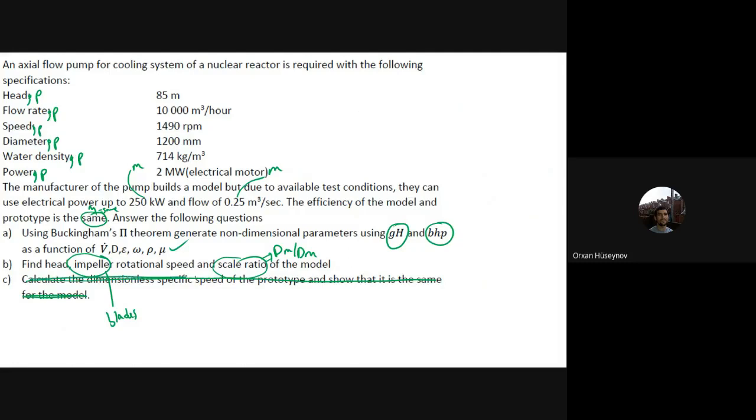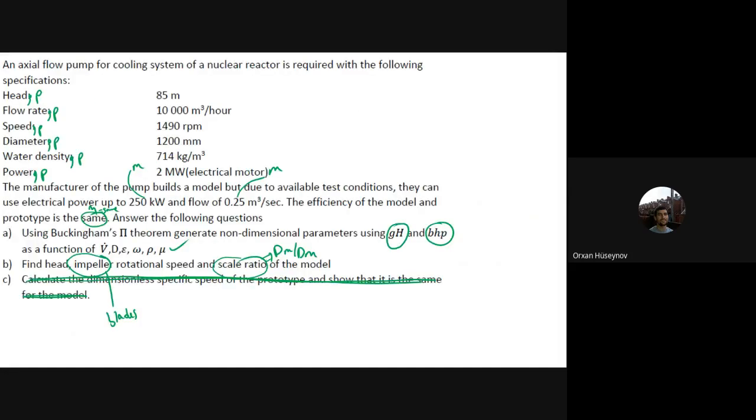You can do only parts A and B, with dimensional analysis. Whenever you see a model and a prototype, it means that you should use Buckingham's pi theorem. So I will write the given values here.